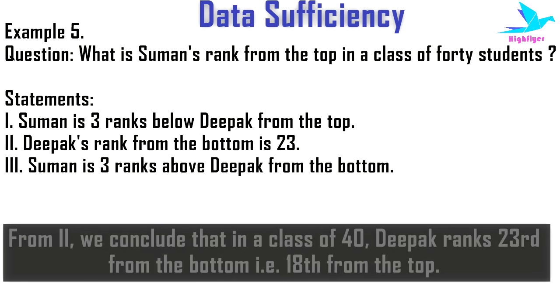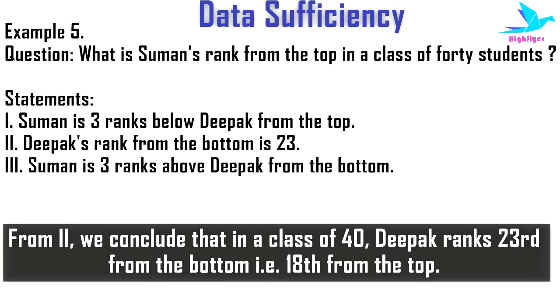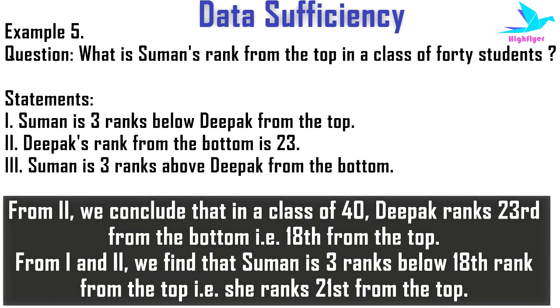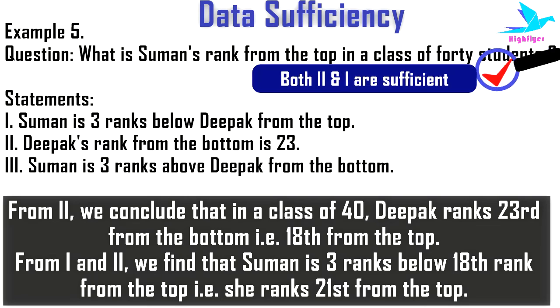Now here if we take statement 2 first, then we can see that Deepak's rank from the bottom is 23. Now from a group of 40 students, if Deepak's rank from the bottom is 23, then from the top his rank will be 18. Now let's combine statement 1 with statement 2. Statement 1 says Suman is 3 ranks below Deepak from the top. Now we know that Deepak's rank is 18, so Suman's rank will be 18 plus 3, that will be 21.